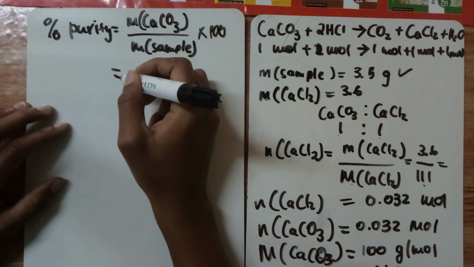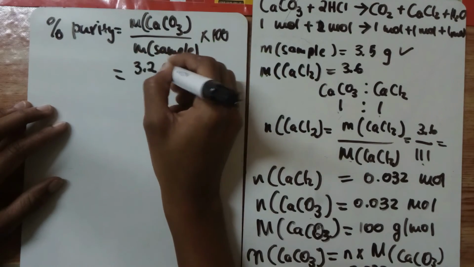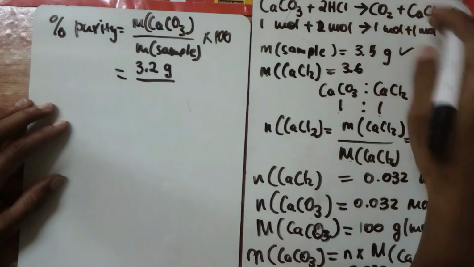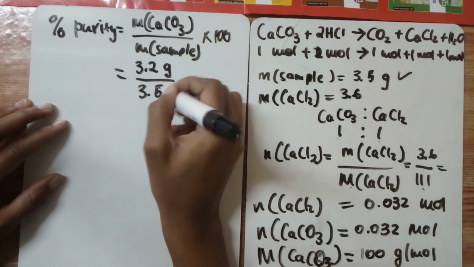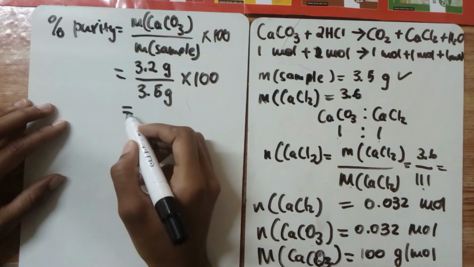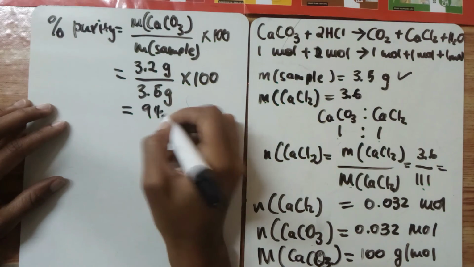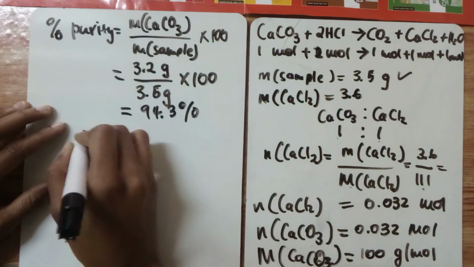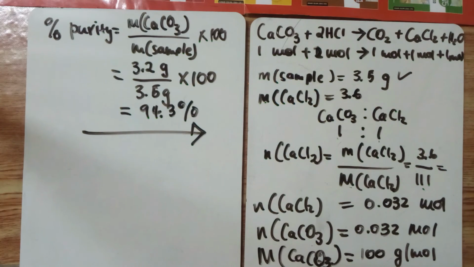Remember the mass of our compound, we found it to be 3.2 grams. Divided by the mass of our sample, which was given as 3.5 grams, and then you multiply the whole thing by 100, and you get a value of about 94.3%. So that is our percentage purity, and this brings us to the end of this lesson.